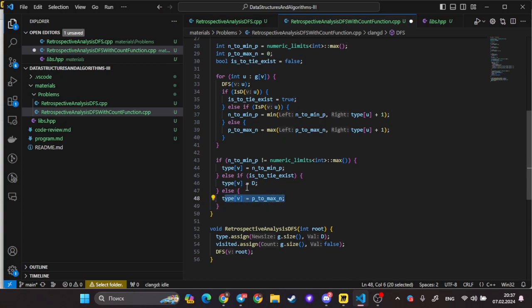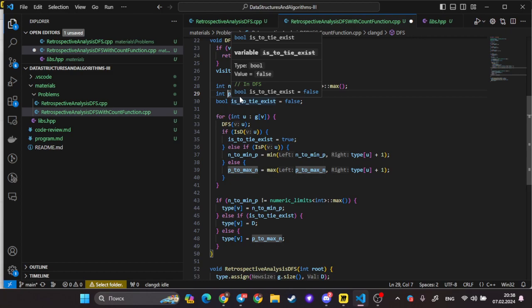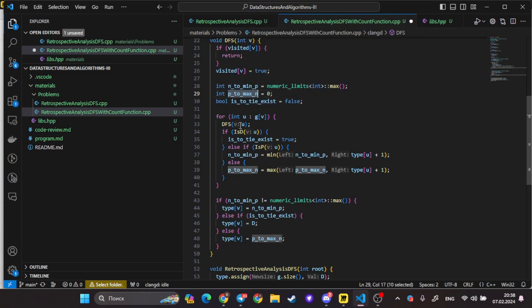And then if we haven't any d vertices, we just store p to n max assigned by type v. Okay, so a question. Notice that the winning player, if we are located in a leaf, that means type v equals null, and that is correct.